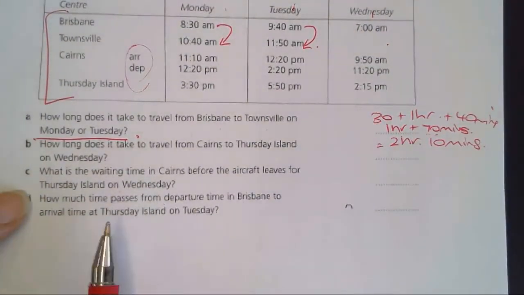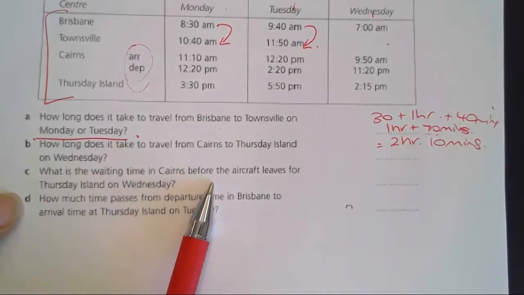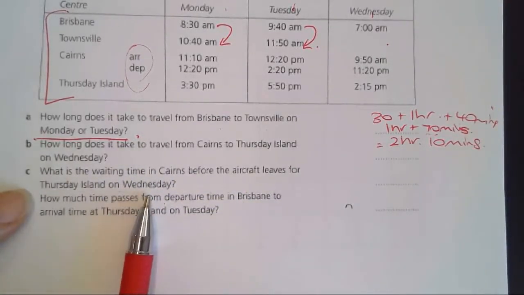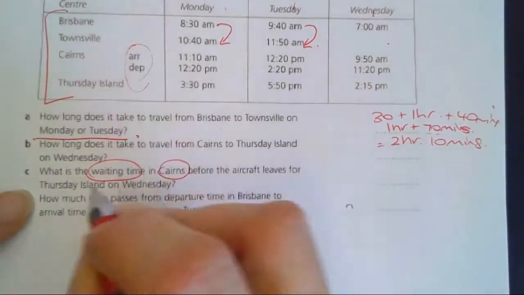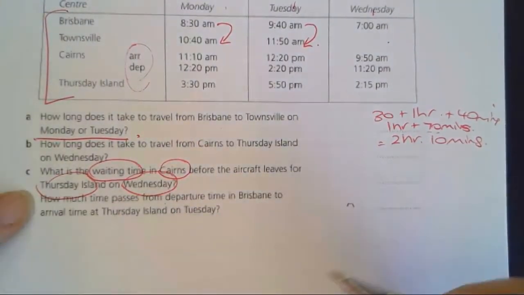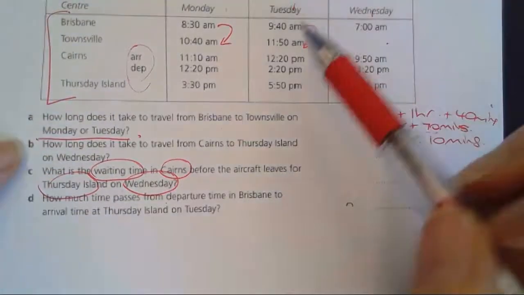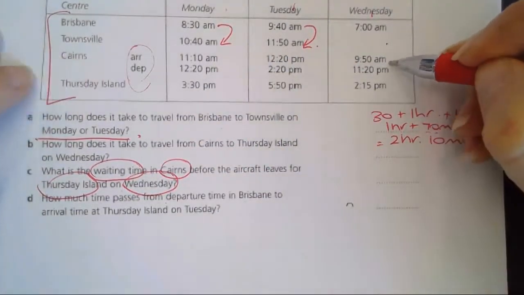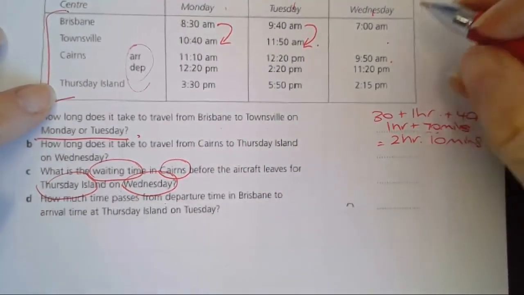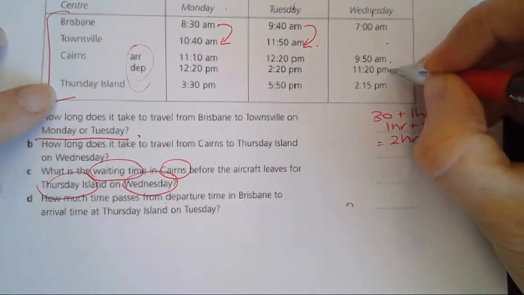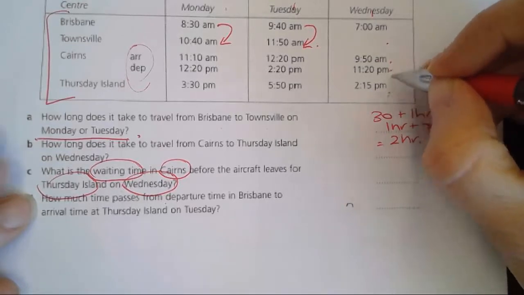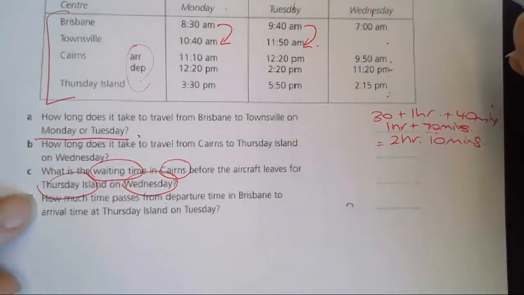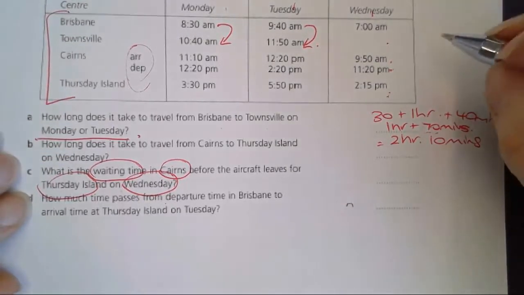It's got other questions like what is the waiting time in Cairns before the aircraft leaves for Thursday Island on Wednesday? So heaps of information there. So you look here on a Wednesday, how long do I have to wait between when it departs Cairns and Thursday Island on Wednesday? Does anyone who is sitting at their desk have the answer for that? Yes. 1 hour. What did you get?